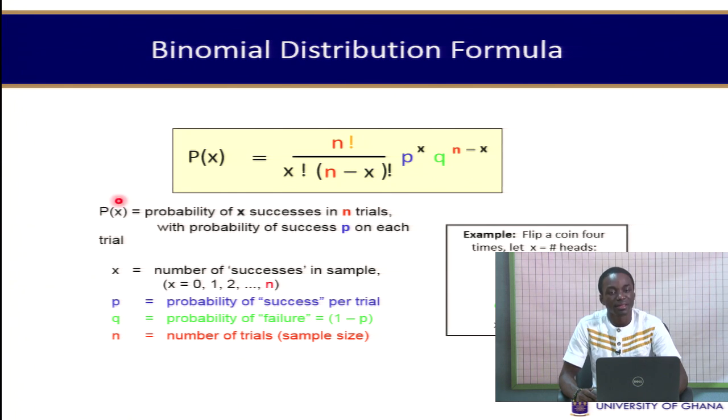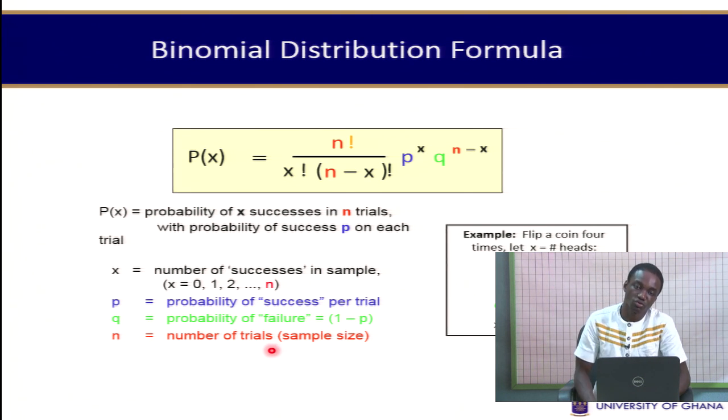So, P of x is the probability of x successes in n trials, with probability of success p on each trial. X here is the number of successes in the sample, and x can run from 0 up to n. P is the probability of success per trial. Q is the probability of failure, given as 1 minus p, and n is the total number of trials.